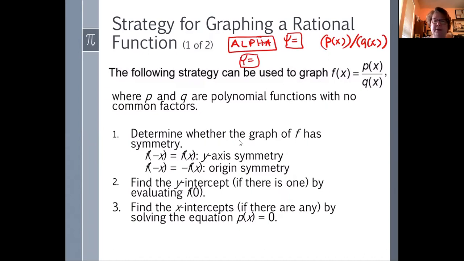Next, find the y-intercept, if there is one, by evaluating the function at 0, and there may not be a y-intercept. Next, find the x-intercepts by setting the numerator equal to 0. The denominator cannot equal 0, but the numerator can, because you can have 0 in the numerator of a fraction. You cannot have 0 in the denominator of a fraction. So to find the x-intercepts, you set the numerator equal to 0. If there are any values for x that would make your numerator equal to 0, those are your x-intercepts.